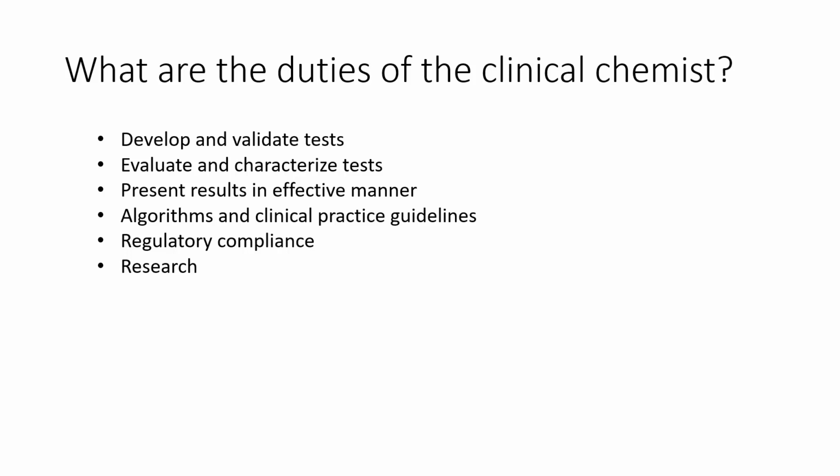Algorithms and clinical practice guidelines are just part of the job. So that's something that you do on a day-to-day basis. You want to make sure that you're following all protocols and procedures and also guidelines for your laboratory. Regulatory compliance kind of goes along with that one. And then research. So research is kind of above and beyond the duties of a typical clinical chemist. But there are research studies that happen all the time that evaluate different concentrations of different substances in the blood and attempt to correlate it to a certain disease state.